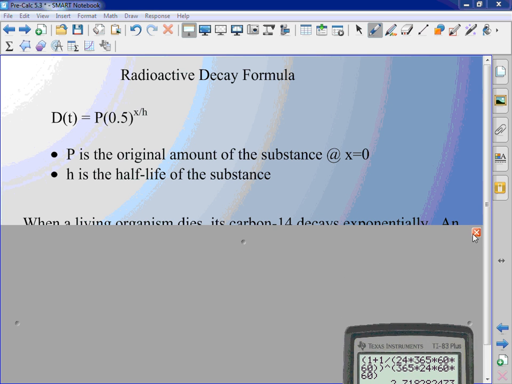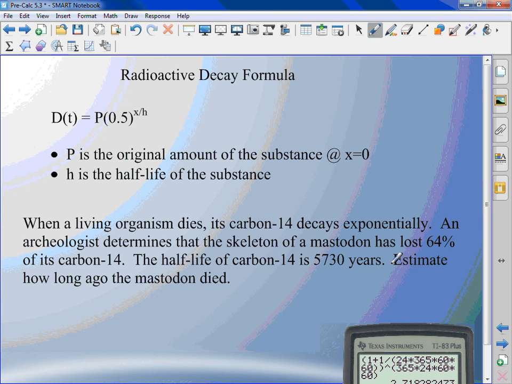Here's an example. When a living organism dies, its carbon-14 decays exponentially. An archaeologist determines that the skeleton of a mastodon has lost 64% of its carbon-14. The half-life of carbon is 5,730 years. Estimate how long ago the mastodon died.